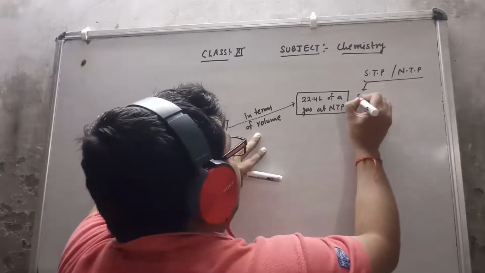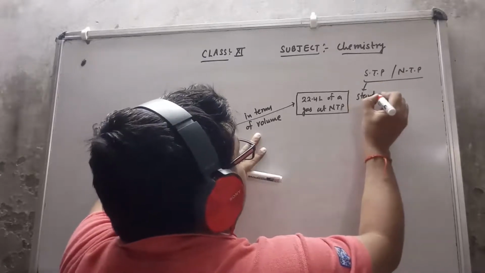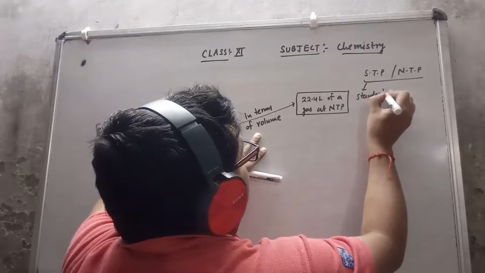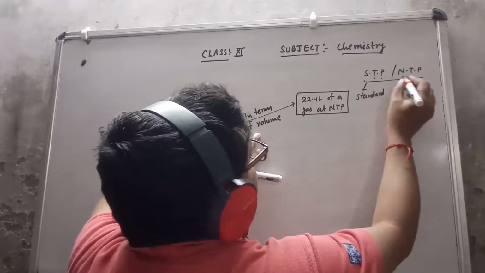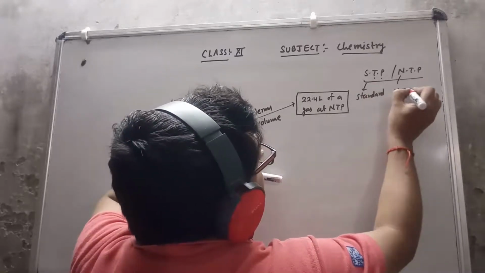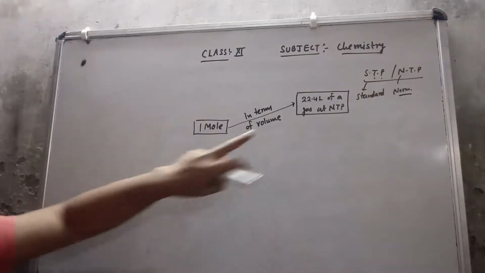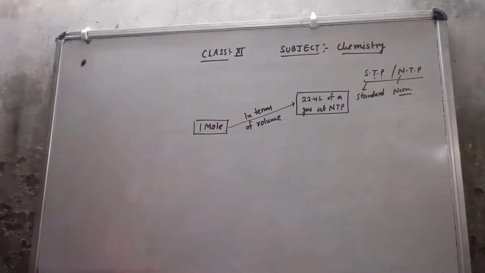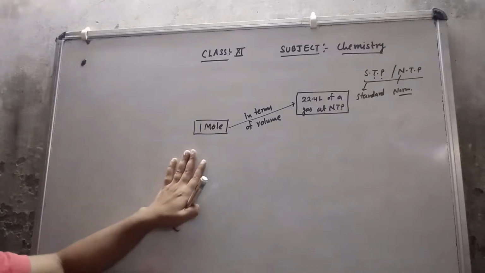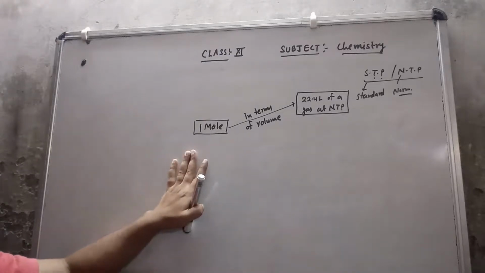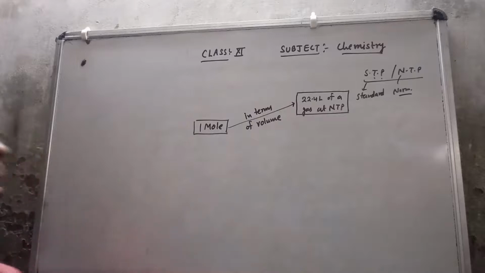S means standard temperature and pressure. N is normal temperature and pressure. That is the only meaning. So it is mentioned at NTP, or at STP. So 1 mole, if measured in terms of volume, is 22.4 liter of gas at NTP.